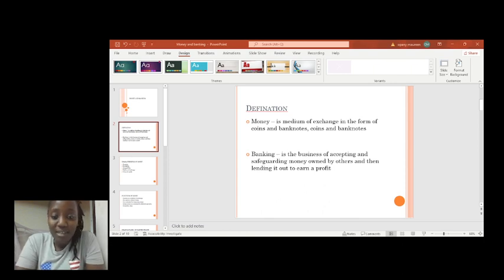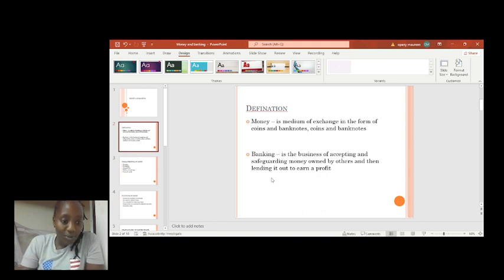And today we are learning a new concept, that is money and banking. I want us to start by definition of terms. So I want us to define the term money. Money refers to a medium of exchange in the form of coins and banknotes. So when we talk about coins, it's like 1 shilling, 2 shillings, and banknotes, you can talk of 100 or 1,000. And then banking is the business of accepting and safeguarding money owned by others and then lending it out to earn a profit.